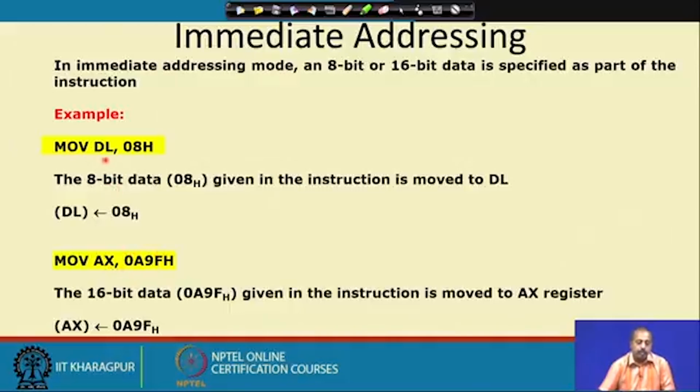So, MOV DL, 08 hex. This 08 hex will come to the DL register, that is an 8 bit value. And MOV AX, 0A9F hex. This 0A9F hex will come to the AX register. Out of that, the 0A part will go to the AH register, and the 9F part will go to the AL register. That way this 16 bit value will be divided into higher order byte and lower order byte, and they will be going to different registers.